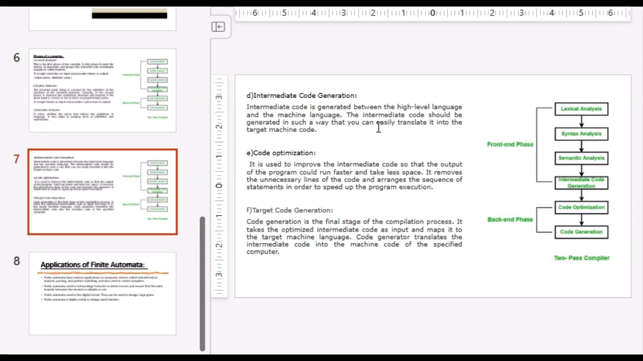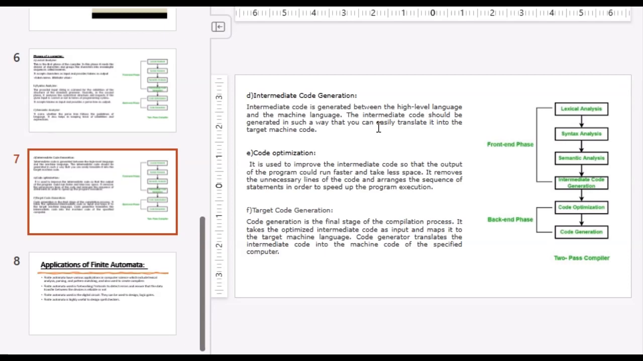Basically, the code is generated in such a way that the machine can understand it, and it can be understood by humans also. Intermediate code is generated between the high level language and machine level language. The intermediate code should be generated in such a way that you can easily translate it into the target machine code. The next phase is the code optimization.